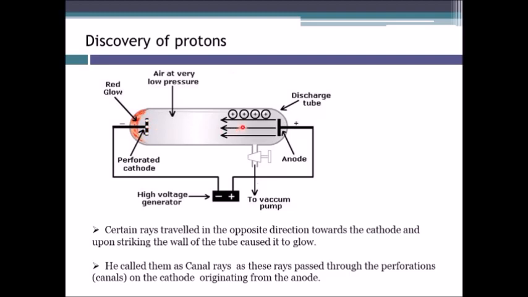Now, he further found out that these rays were positively charged. That is why they were attracted towards the cathode, which was negatively charged, as we see here. Now, what did he see about the properties of these rays? He saw that the rays travel in a straight line.